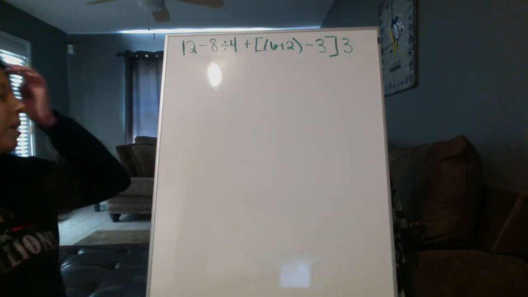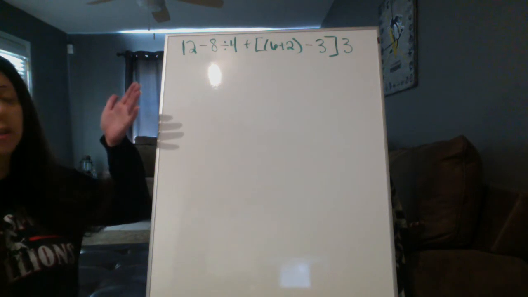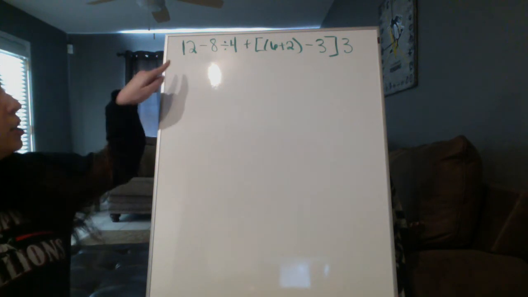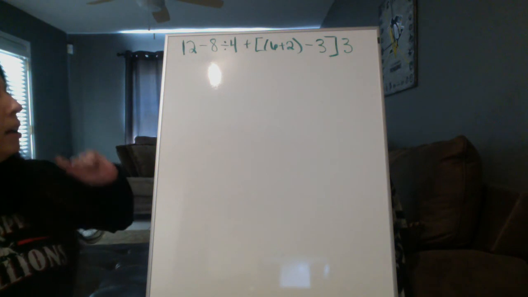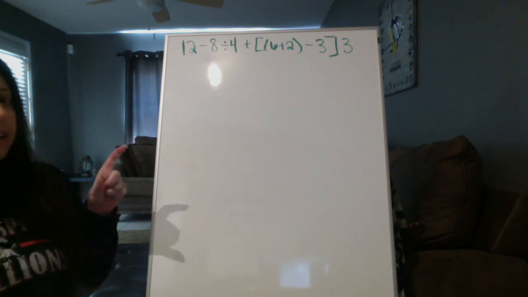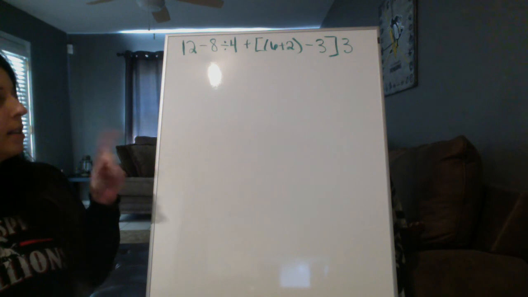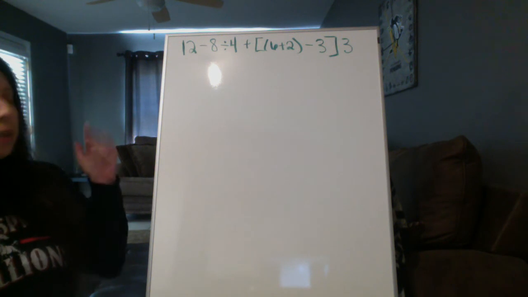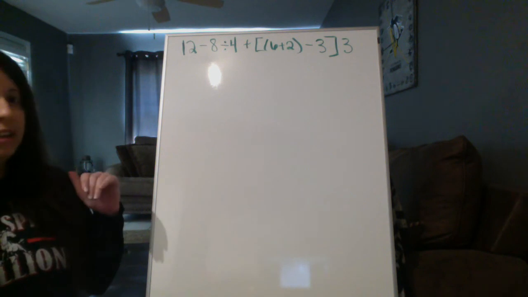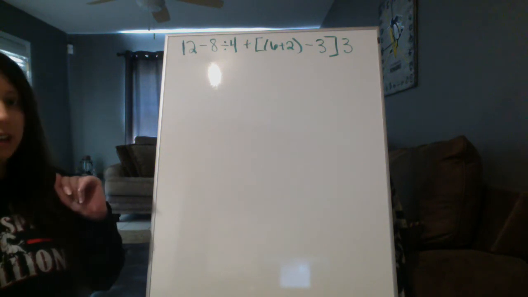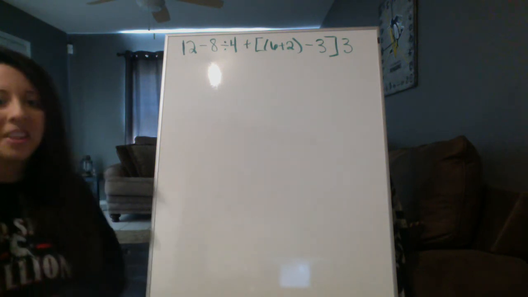Up here on the board, I have my practice problem that I'm going to do for you guys. 12 minus 8 divided by 4 plus brackets, starting parentheses, 6 plus 2, end the parentheses, minus 3, ending brackets, 3. So let's go ahead and get started with this.